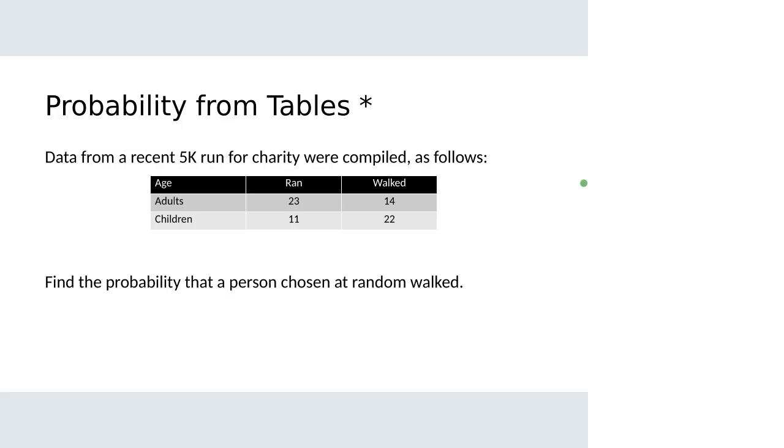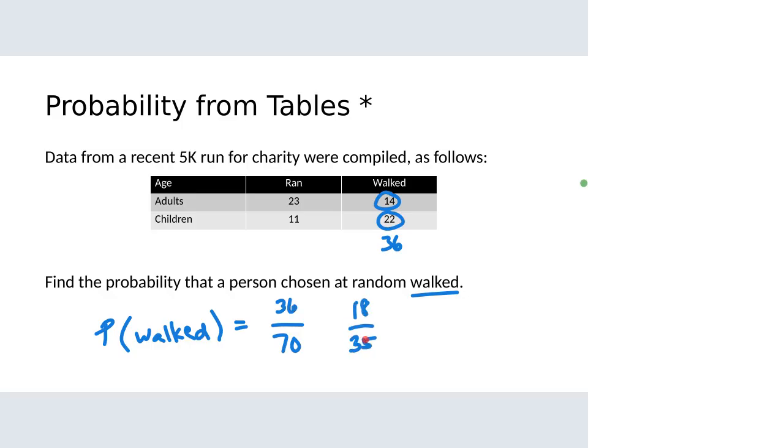So here we want the probability that a person chosen at random walked. We know from before that there are 70 outcomes, so that's going to be our denominator. Now we just have to find the people who walked, and that's going to be these people here. Adding those together, we have 36 people who walked. So the probability that somebody walked is 36 out of 70. You could reduce that to 18 over 35 if you wanted to, but you don't have to. 36 out of 70 would be just fine.